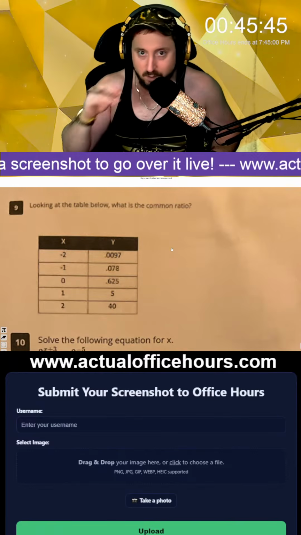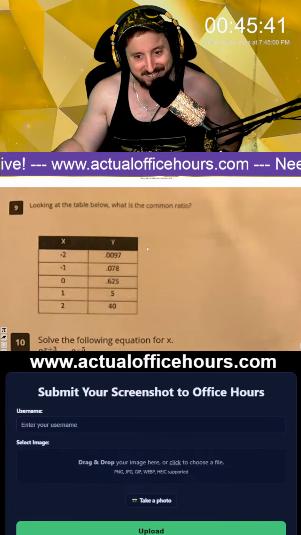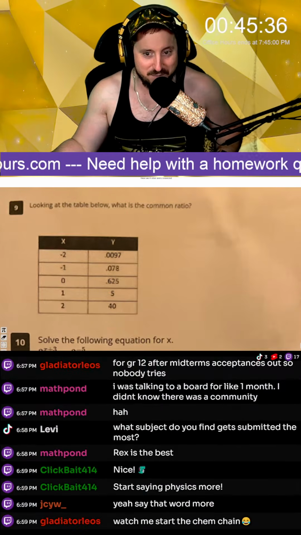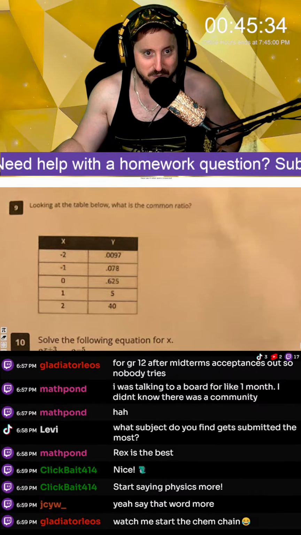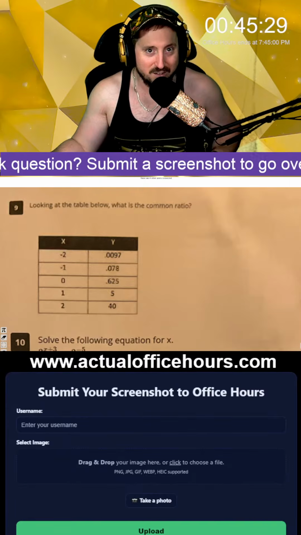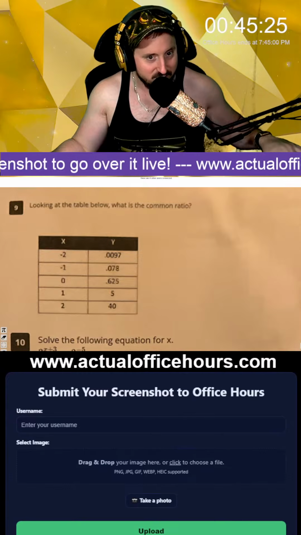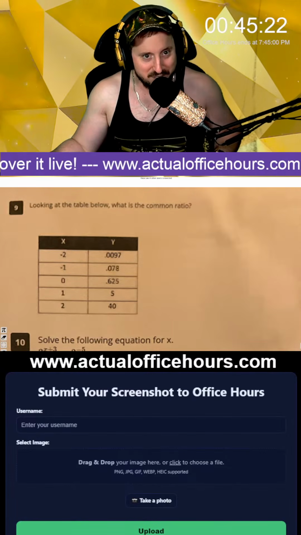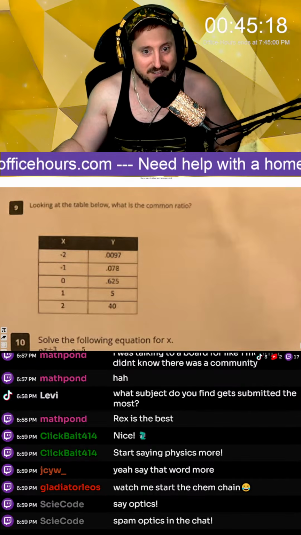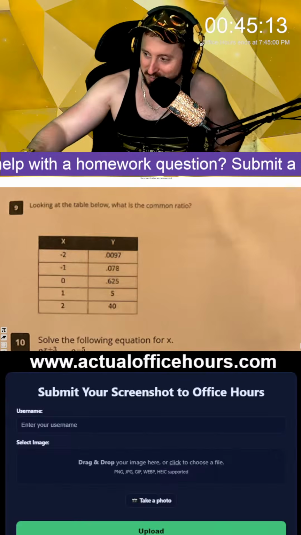Looking at the table below, what is the common ratio? Yeah, say the word more. Say physics more. Say physics. If you say it 3 times, I don't know, Newton shows up in your mirror and kills you. Start the chem chain. Do not say optics. Do not say optics, please. I don't need optics in my life. Don't do it. Have mercy on me, please. Okay.